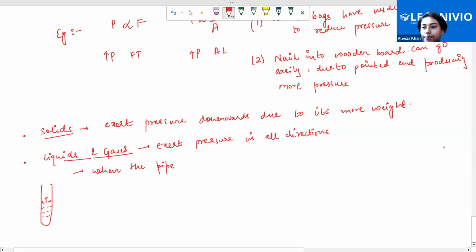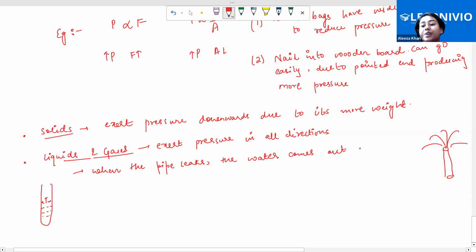Let's say this is the pipe, and there is some leakage. So the water will disperse in all the directions. Yes or no? When the pipe leaks, the water comes out. But after the water comes out of the pipe, it's going to go down.